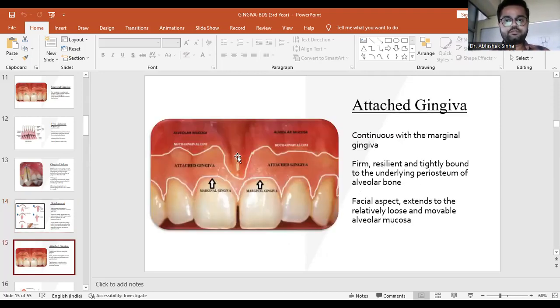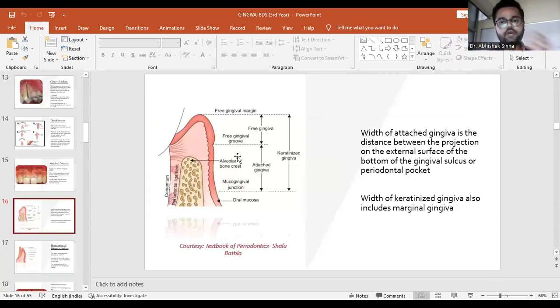Okay, we have seen this. Now, width of attached gingiva is the distance between, again, this line is very important and it has been taken from your textbook of Carranza. Width of attached gingiva is the distance between the projection on the external surface of the bottom of the gingival sulcus or periodontal pocket. You have to remember this.